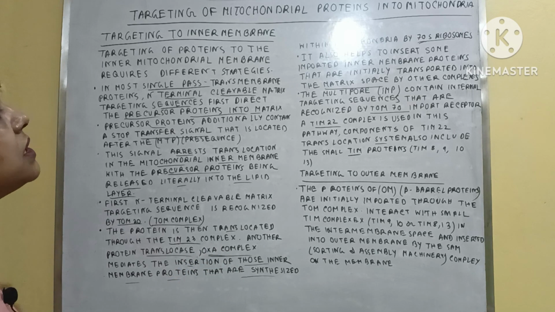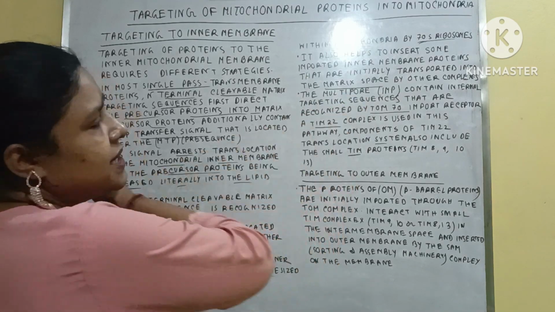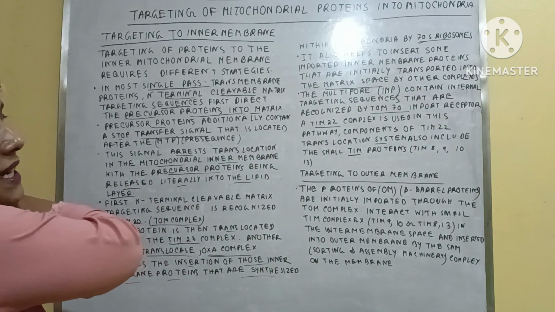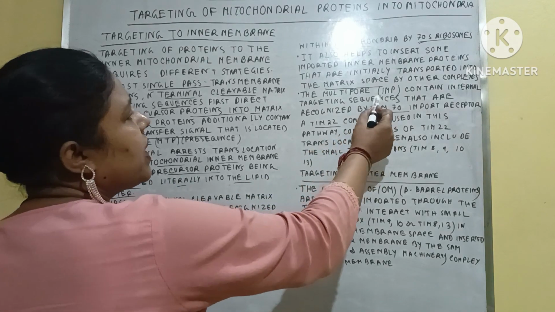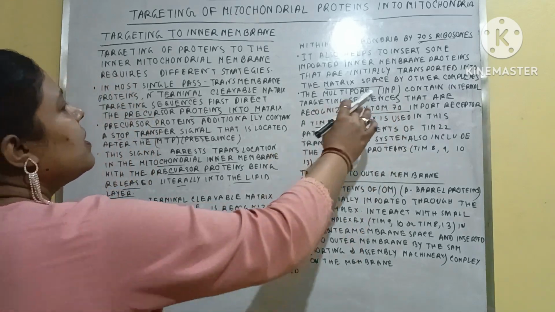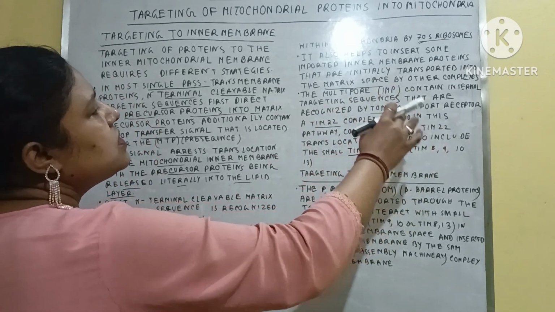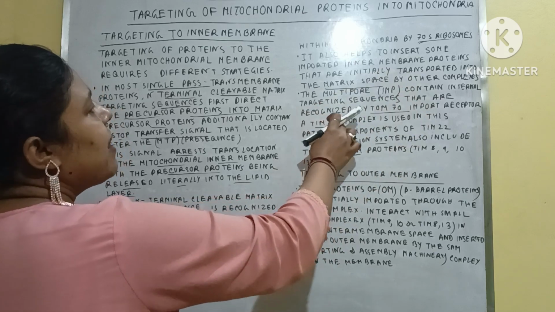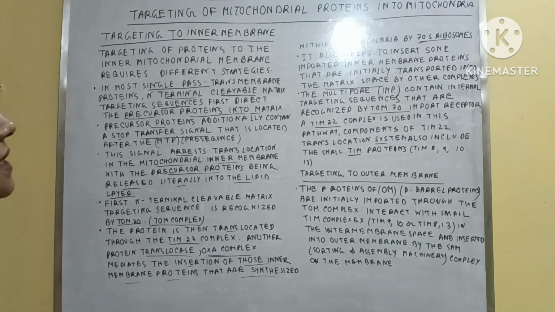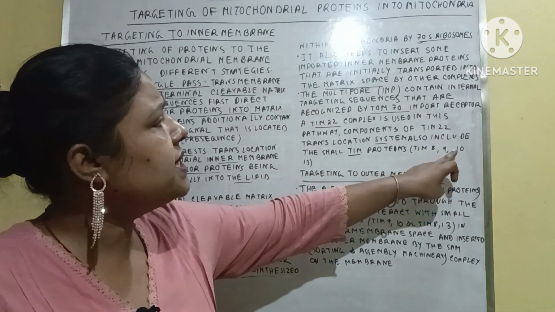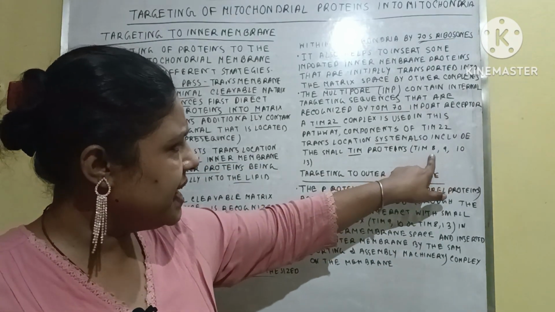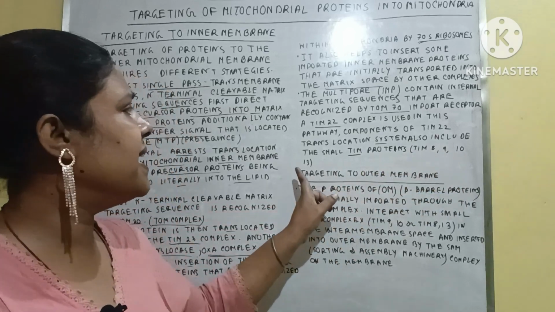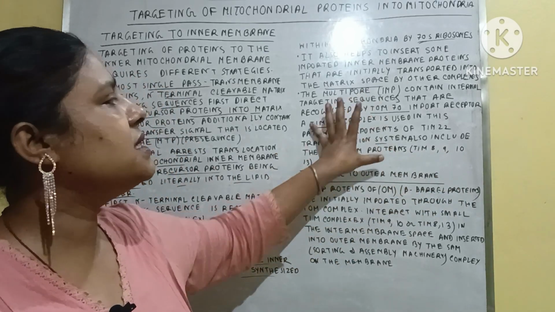And in the case of multipass proteins that contain internal targeting sequences, these are recognized by TOM70. After recognition, TOM70 transfers them to TIM22, which includes different small TIM subunits: TIM8, TIM9, TIM10 and TIM13. These also help in this translocation.